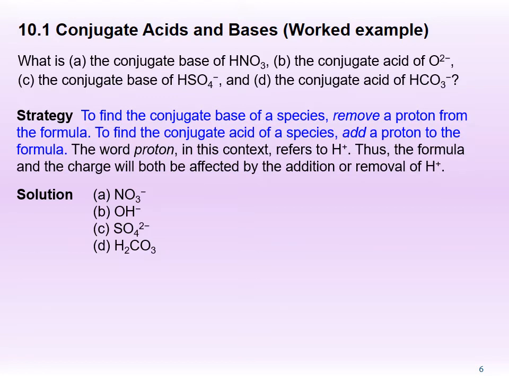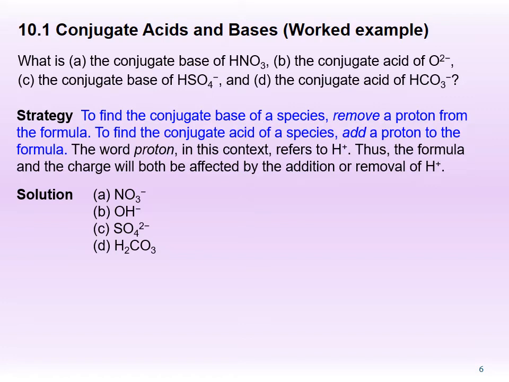Recall H+ is a bare proton without any electron. Before it became H+, H had one electron which it shared with oxygen in nitric acid. But when it left without its electron, it let NO3 have the electron. Since NO3 now has one extra electron, it is negatively charged. Thus, we get NO3-.